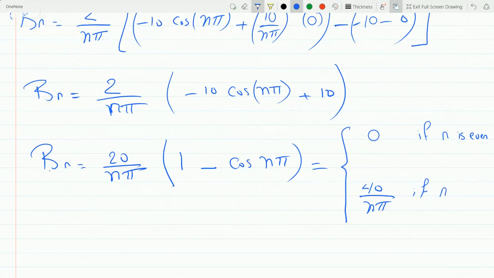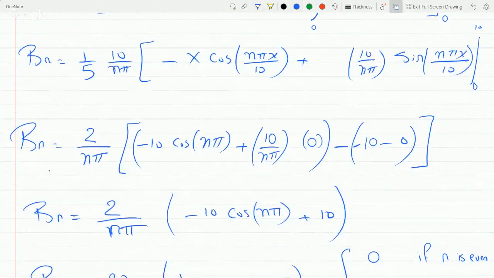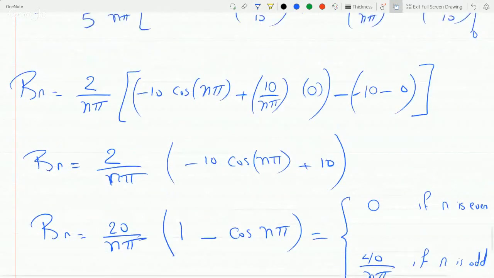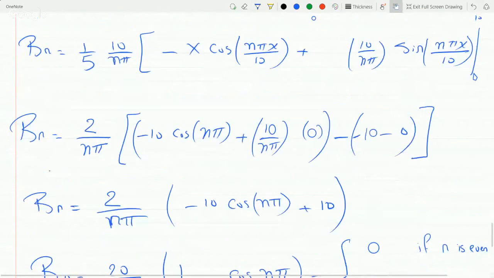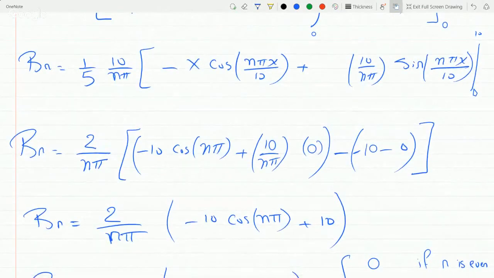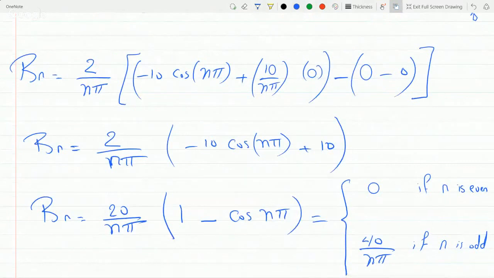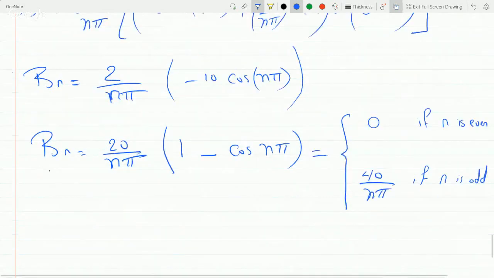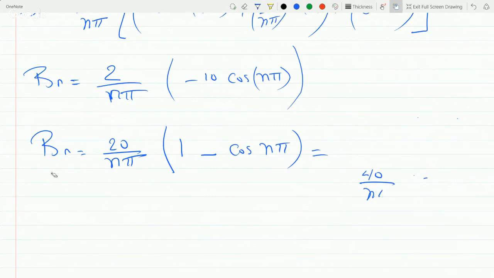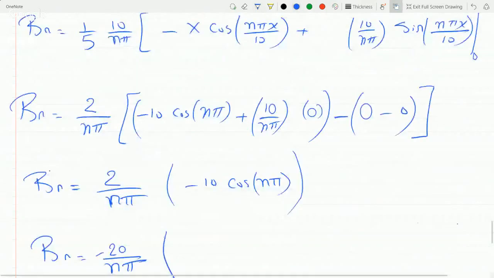If n, the 0, oh, because the first one has an x. The 0 will make the first one go away. This is 0. I'm sorry, we made a mistake here. This was an algebra mistake. So then we just get, so this whole thing goes away, and we get minus 10 cosine n pi. So let's erase this. Okay, so then this is just 2, and this will be minus 20, because it's minus x.